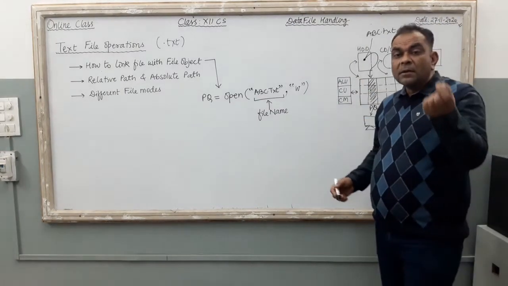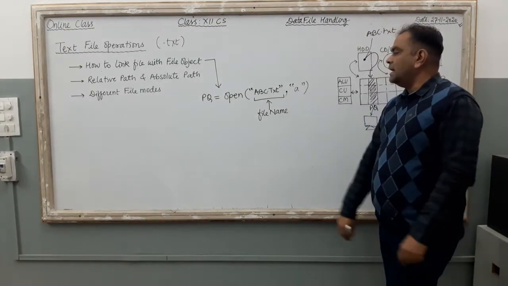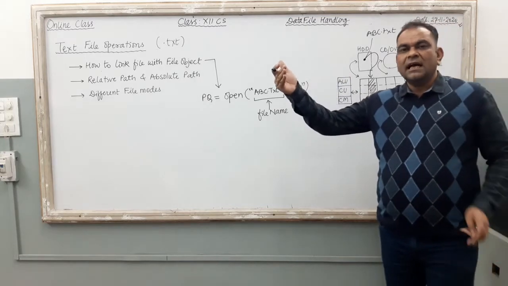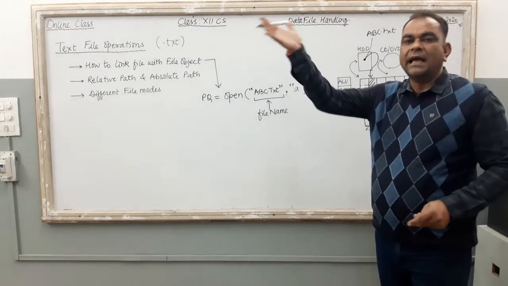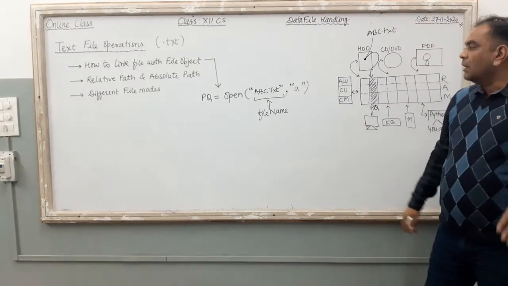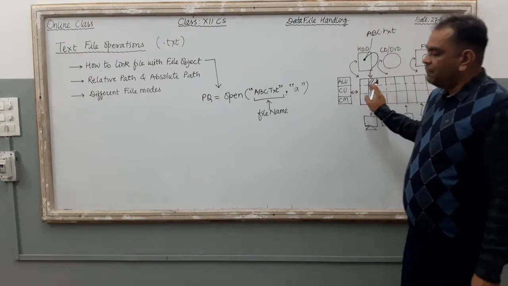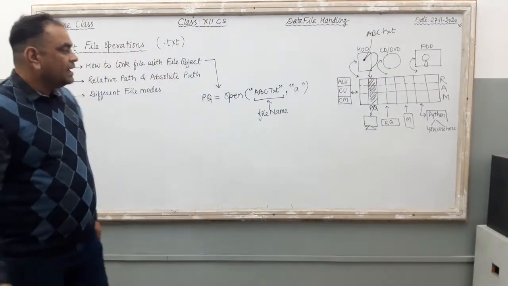Now if you want to open the file in append mode, just write a small a over here. It is the append mode. Append mode means your new data is going to be inserted with the previous data in the same previously created file. Clear? Now, it is the command by which we can link our file with this file object, with this file handle. Right?